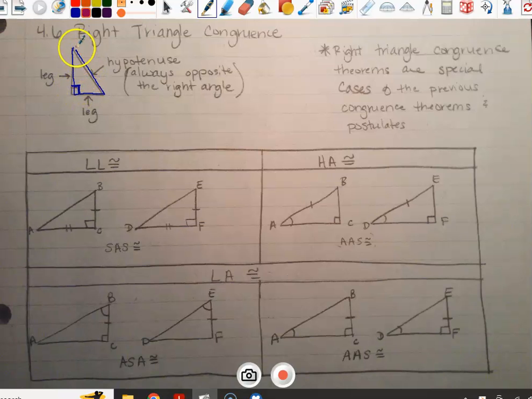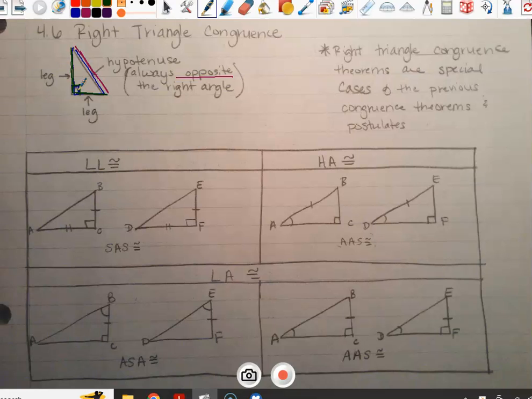Opposite of the right angle is our hypotenuse. That's always opposite of the right angle. And then we also have two legs. So the two sides that connect to make your right angle are both called legs of your right triangle.